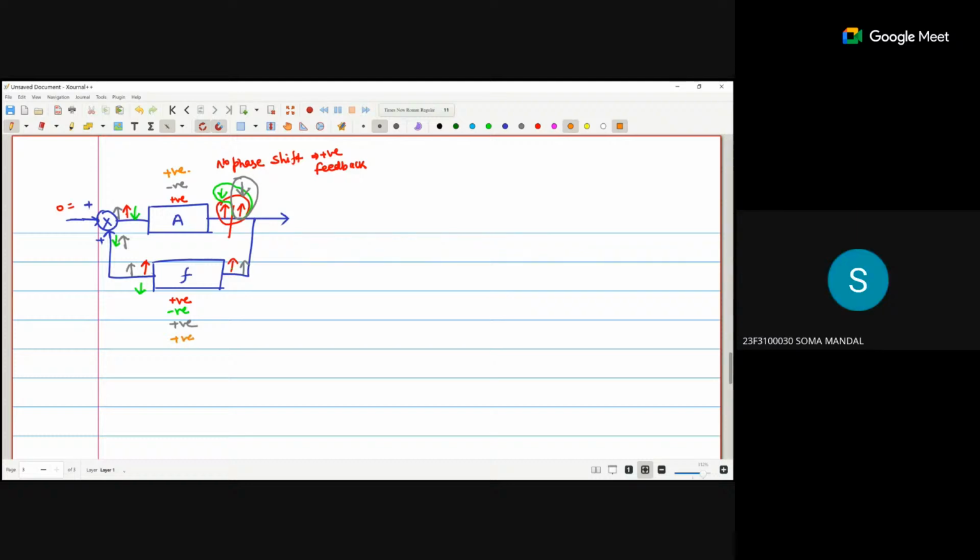Sir, but we use the subtractor. Sir, please explain the third one. Yeah, third one, that is positive. Third option, okay. So both A and F are positive, and we subtract the signal. You are talking about this option now? Yes, sir. Okay.